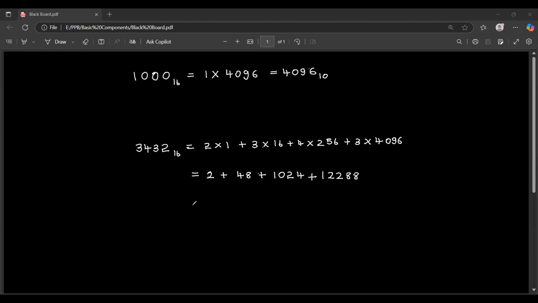12288. So the sum of the first three will be equal to 1074, so we don't have to care about this. We come here, it will be 13,362 total. So it will be 13,362 to the base 10.